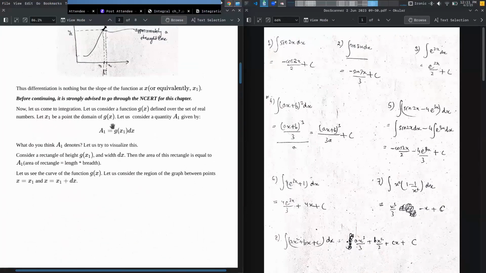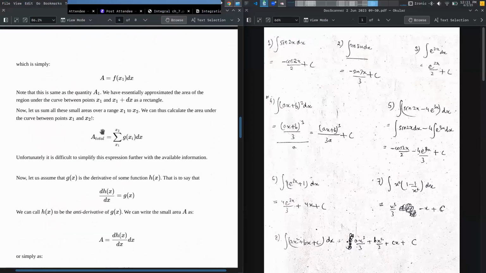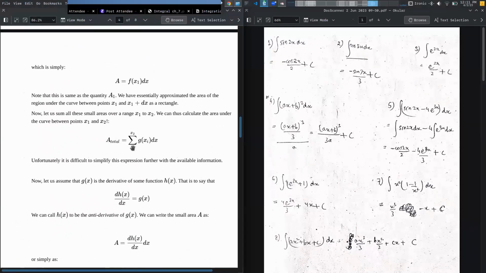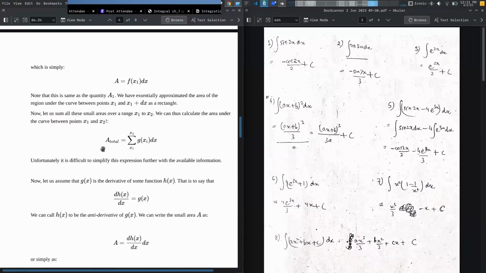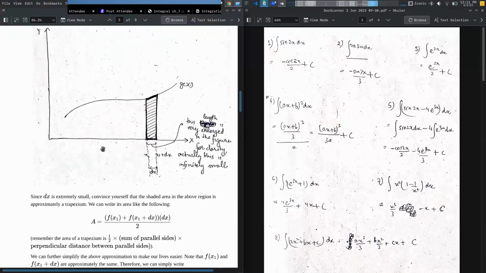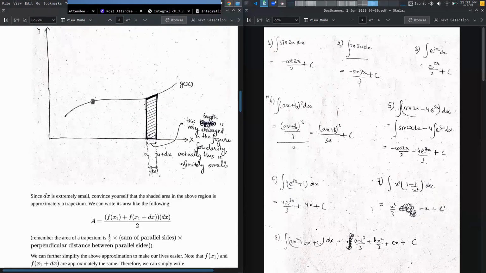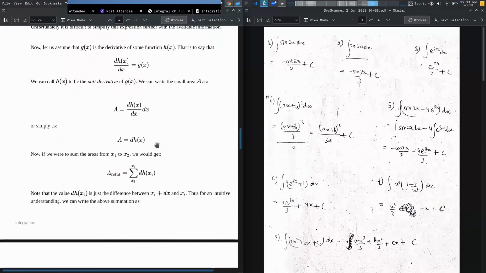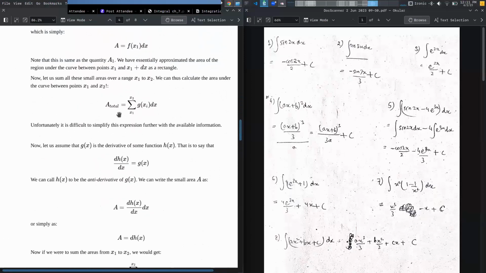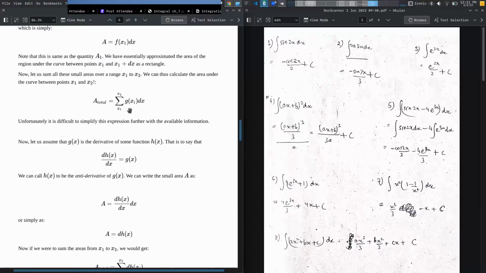So in our original function g, when we had g(x1) times dx, we could just sum over these areas from a range x1 to x2. And this would basically denote the area under the curve, because we are summing up small rectangles like these in a given range. Now we cannot simplify this any further with just this much information.